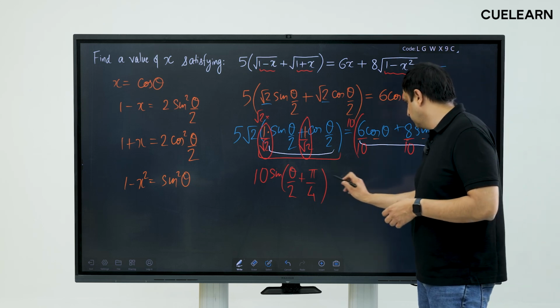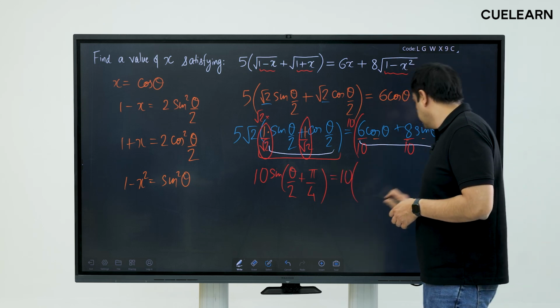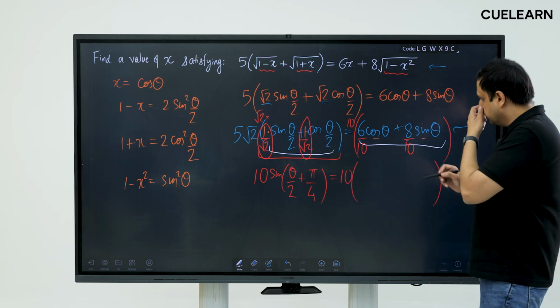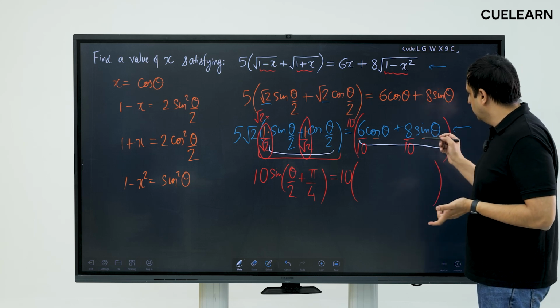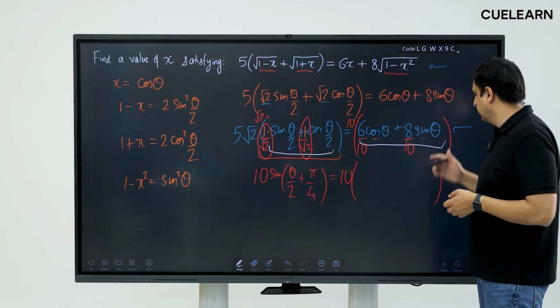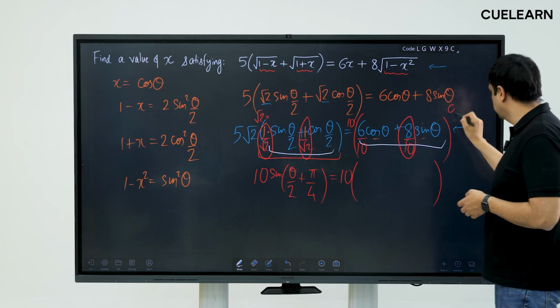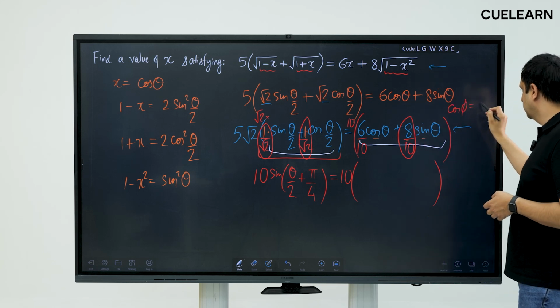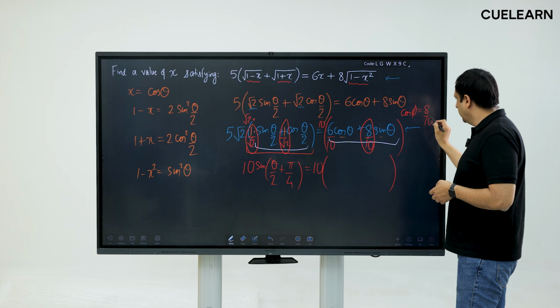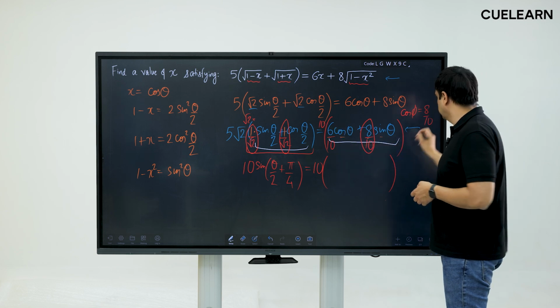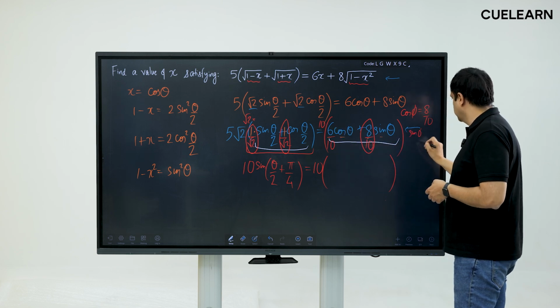What does the right side become? So, we have 10 times. We need to think of a certain angle, let us call it phi, such that cos phi is this value. So, cos phi is 8 by 10 and sine phi is 6 by 10.